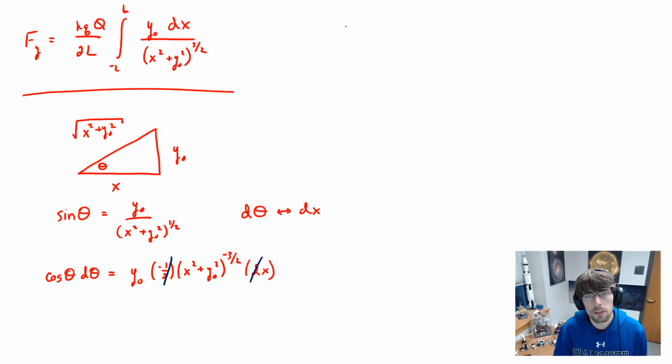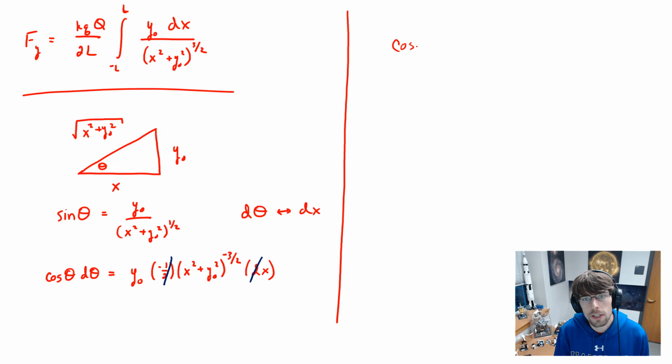You know what, let me go over here because I'm going to want another line anyway. I'll write this as cosine of theta, d theta, equals, so now we have y naught over x squared plus y naught squared. And I'm going to write this a little suggestively, and I'll put a negative sign there. We have an x over x squared plus y naught squared, square rooted.